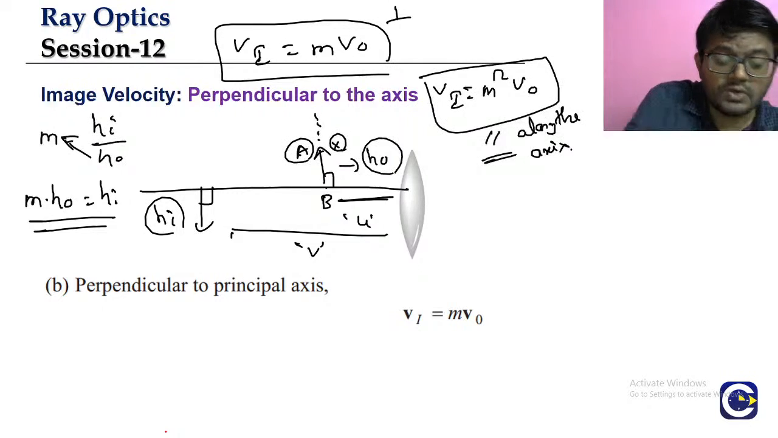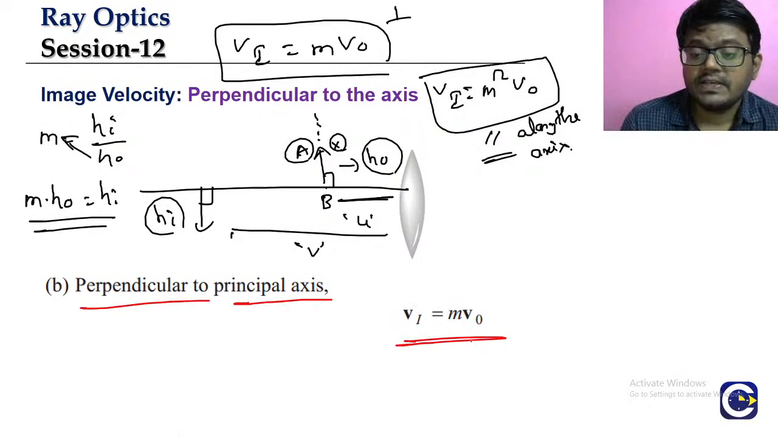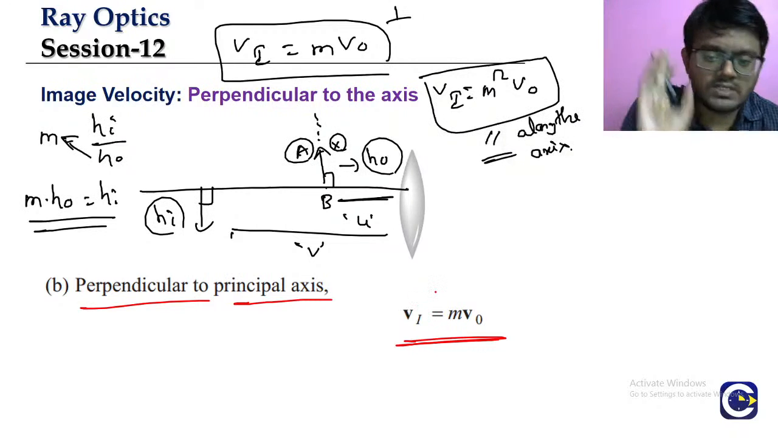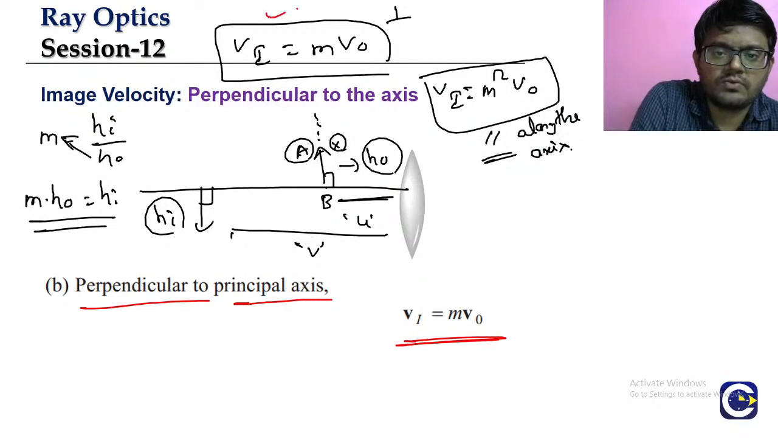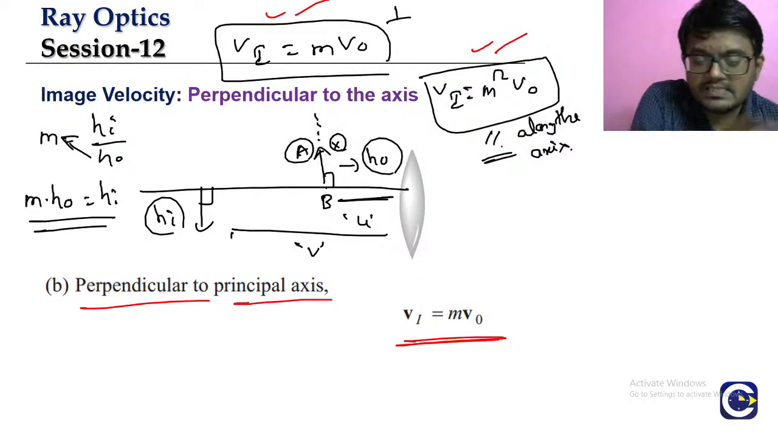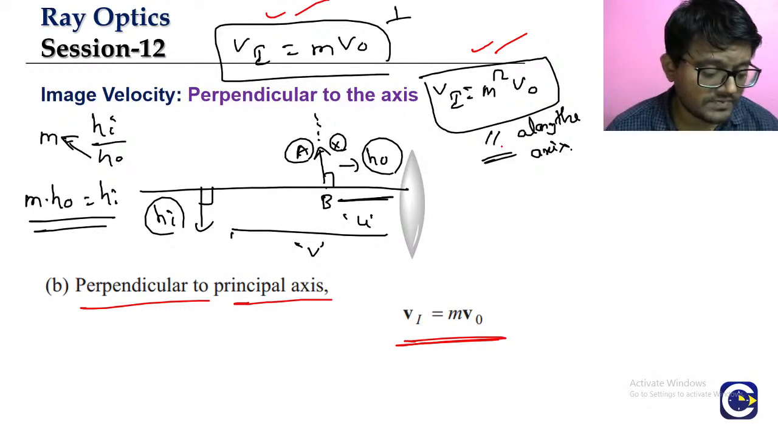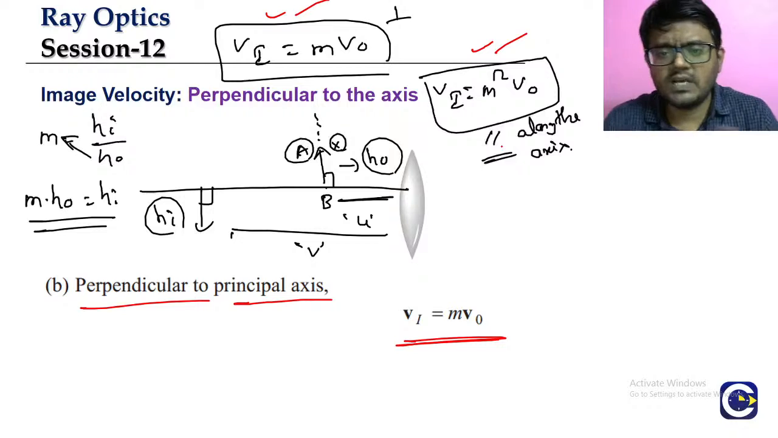Okay. So look at this. Perpendicular to the principal axis, what is the relation? Velocity of the image will be equal to m times the velocity of the object. So these two formulae we have to keep in mind. The perpendicular components relation, and the parallel components relation. Parallel means along the principal axis. Okay. So this is about the relation between the velocity of the image and velocity of the object.